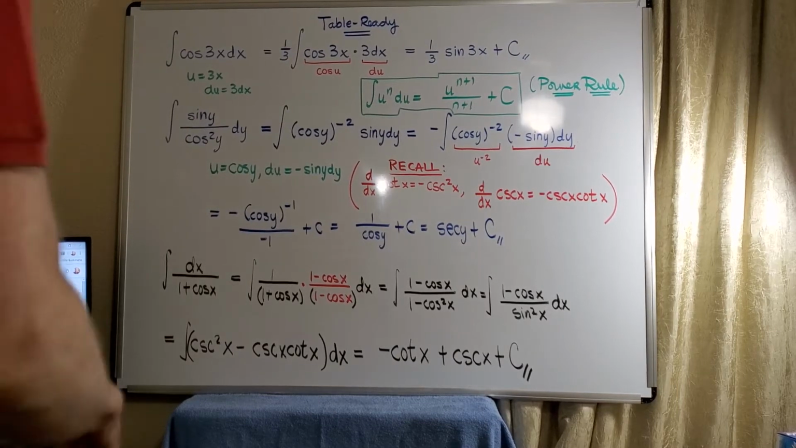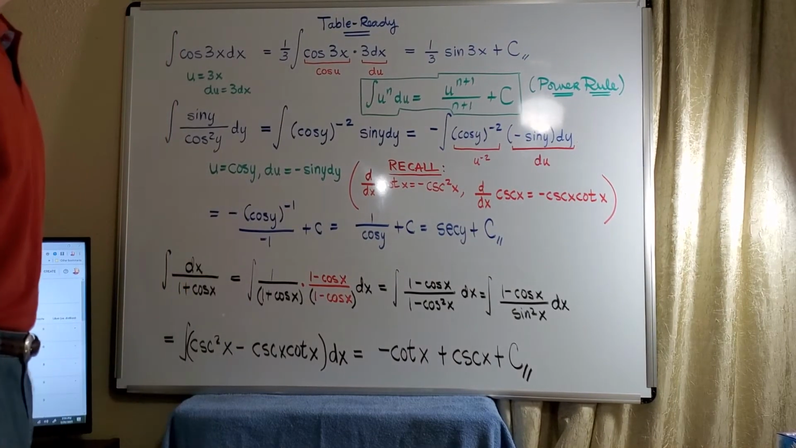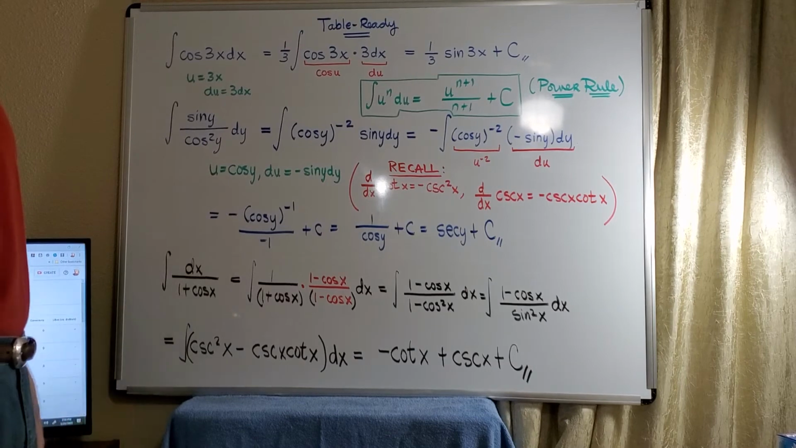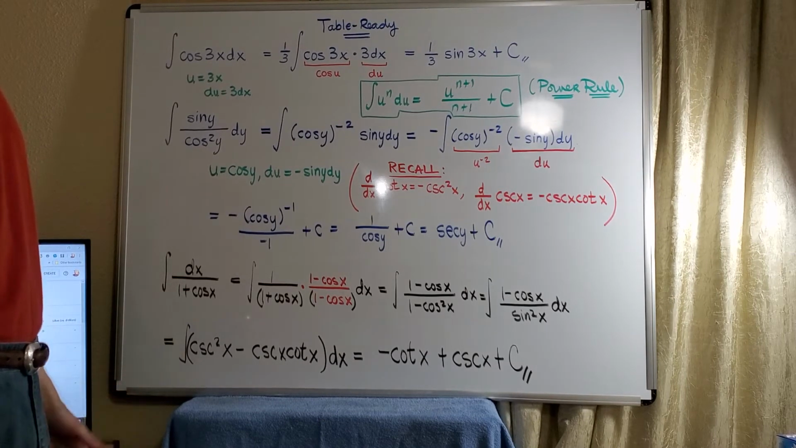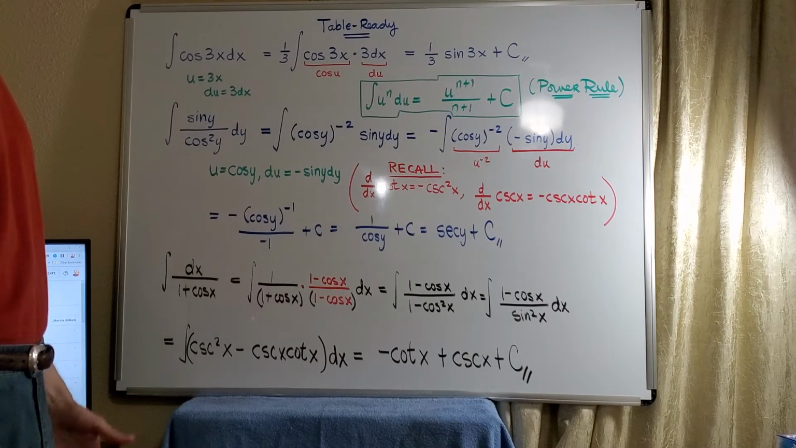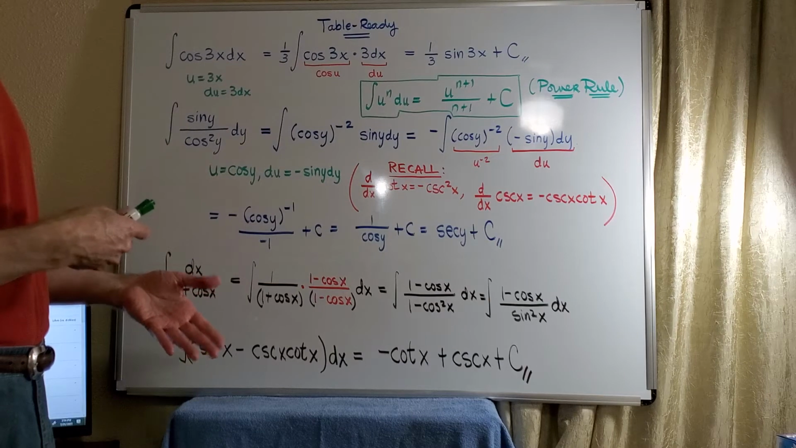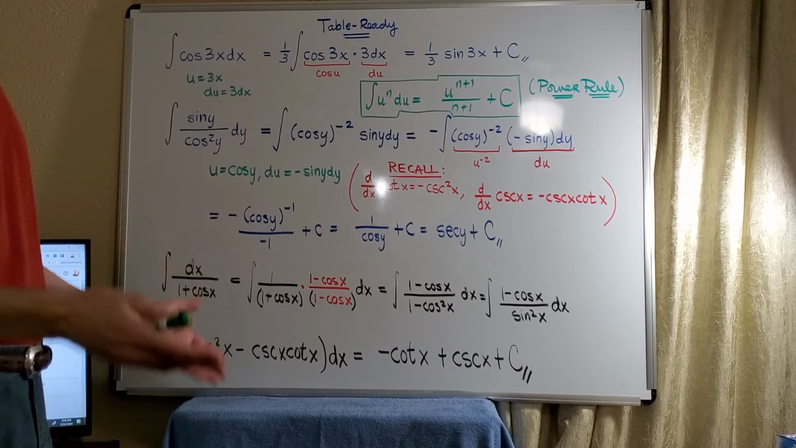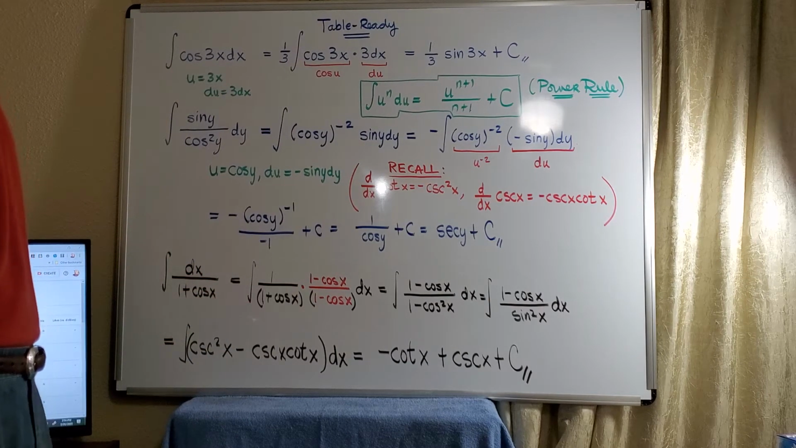Let's look at some more antiderivatives. As I was saying before, we have the power rule and we have the antiderivatives of the trigonometric functions. And in conjunction with the chain rule, we can actually do a lot. We're still limited, but we can still do a lot of antiderivatives.